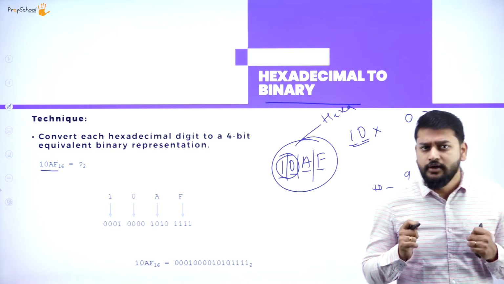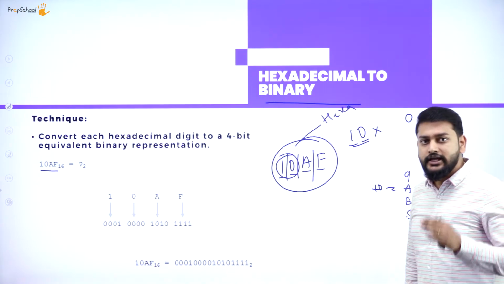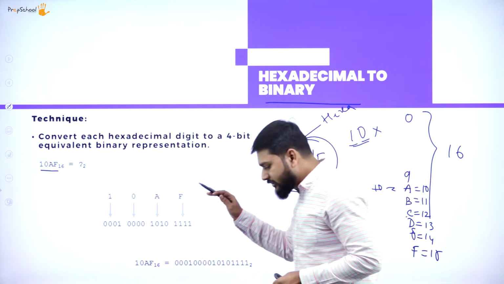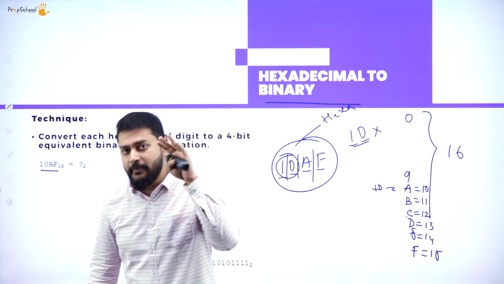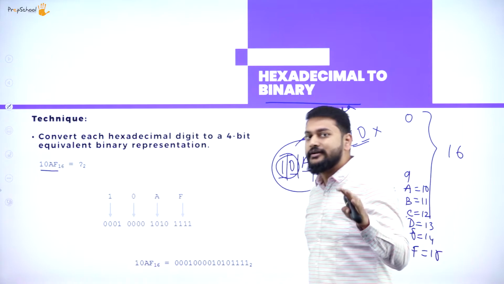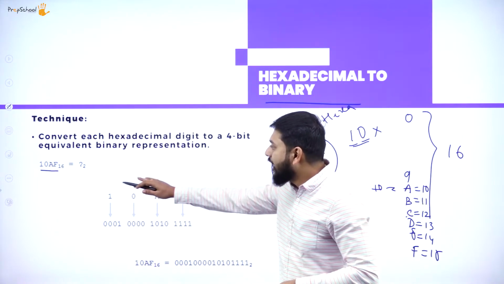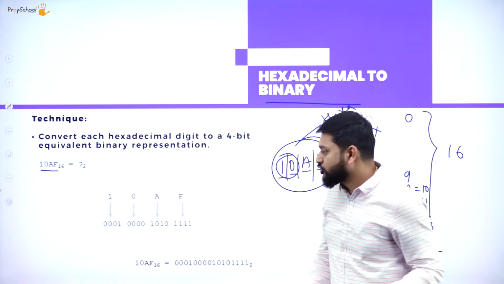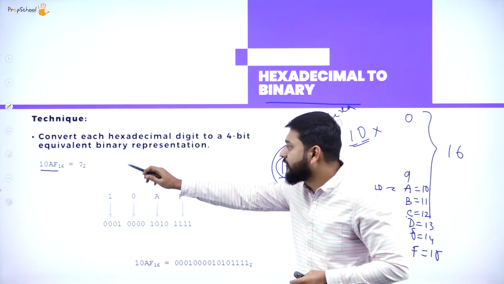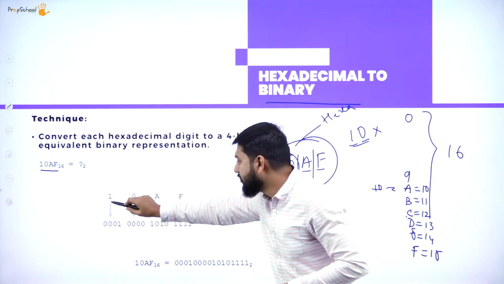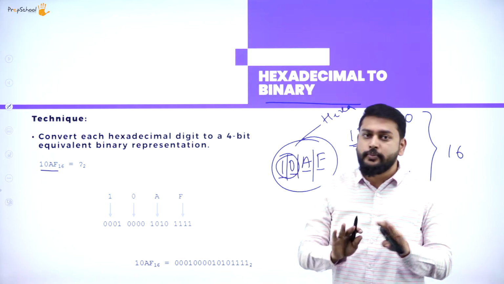So how do I do it? Yes, guys, we have the simple method. The method which you should remember here is, see, for example, I will be writing whatever numbers they have given separately. What is it that they have given? 10AF. I have written 10AF separately.